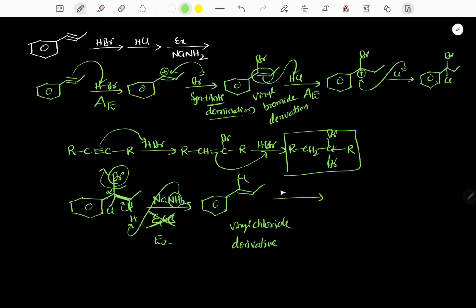Now it is treated with NaNH2 again, because in the question it is mentioned as excess of NaNH2. Again anti-elimination takes place, and finally we get the corresponding alkyne.